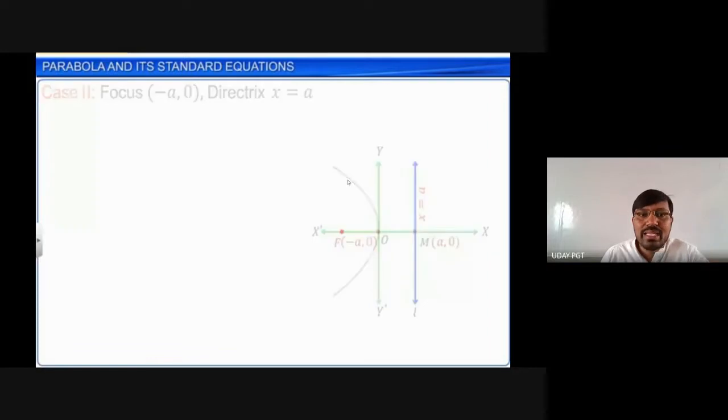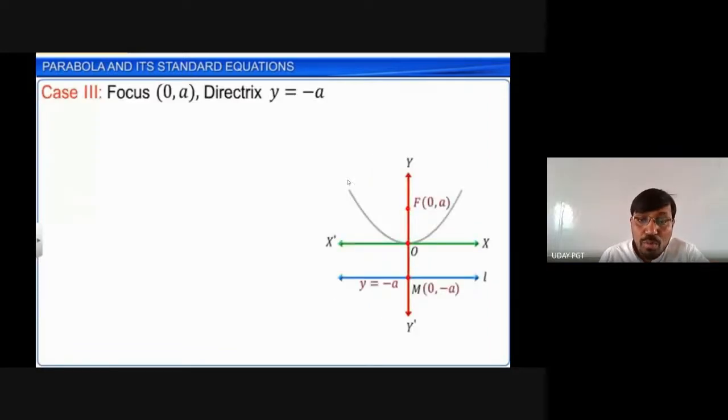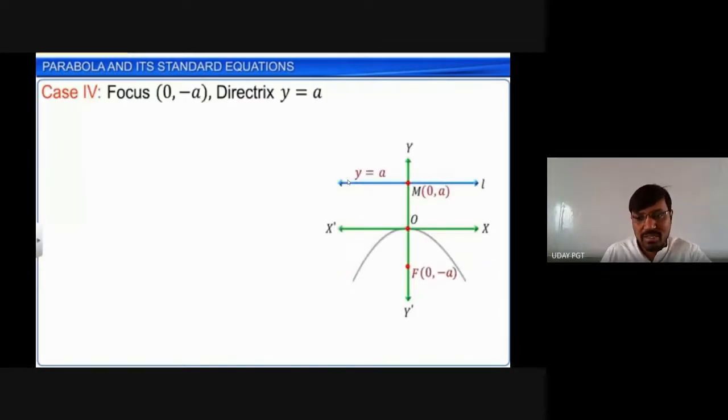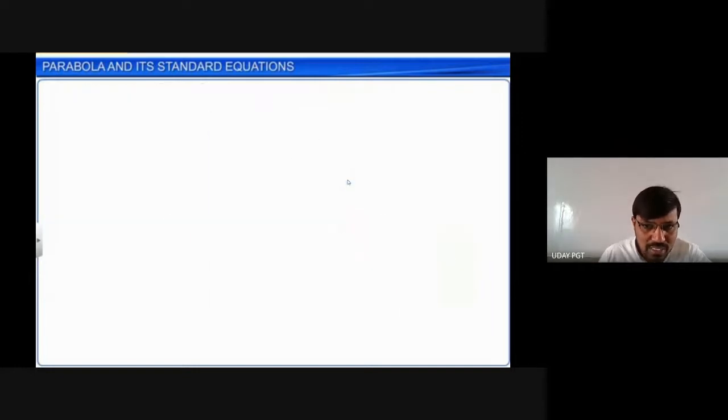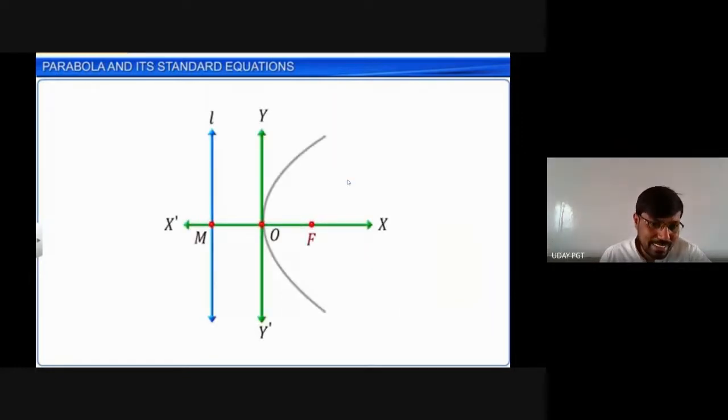If it is open upwards, the focus is 0 comma a. I'm not discussing the equation here, just what the focus, directrix and vertex are. The vertex for all these is the origin. In the first two cases, the axis is the x-axis. In the second two cases, the axis is the y-axis. Axis is nothing but a line which is passing through the focus perpendicular to the directrix.